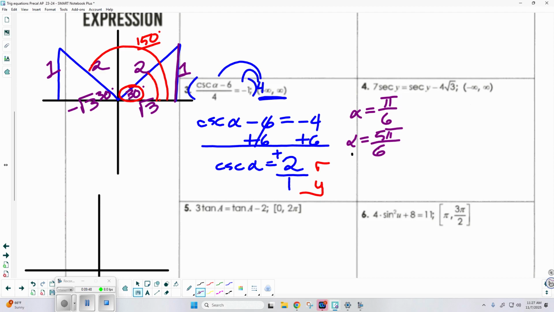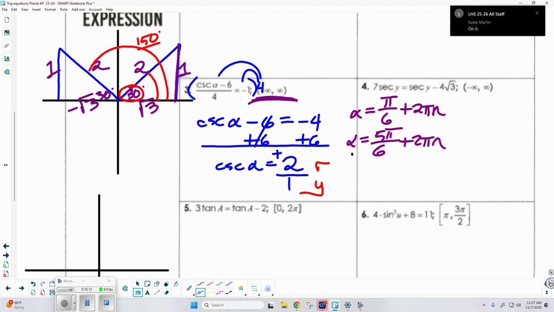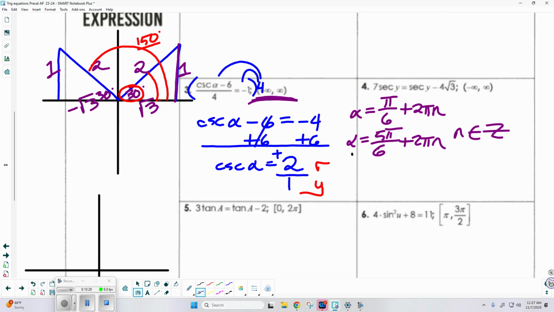Okay, remember at the beginning I said we were going to go ahead and talk about this infinite interval. If they give you this interval, they want every solution that exists. So that means I've got to write these as expressions. So what am I going to add to the end of these? Plus 2 pi n. So we're adding or subtracting multiples of 2 pi. And remember, to identify the variable, where n is an integer. It belongs to the set of integers.